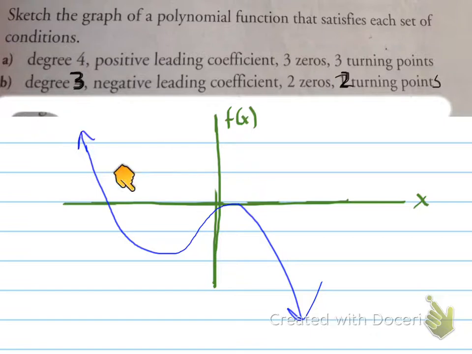Odd means that both arrows are pointing in opposite directions. Negative leading coefficient, they're opening in opposite directions so that there's a negative slope. 2 zeros means it can only hit the axis twice, 1, 2, and 2 turning points, 1 here, 2 here, and you keep drawing away there. So that's another example. So you need to know how to draw functions given certain instructions.